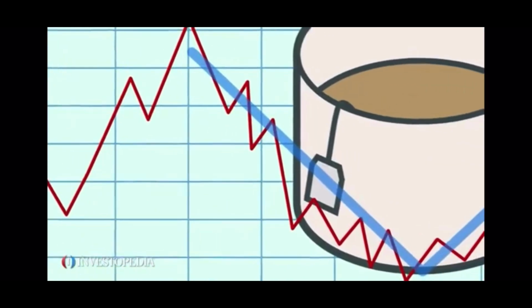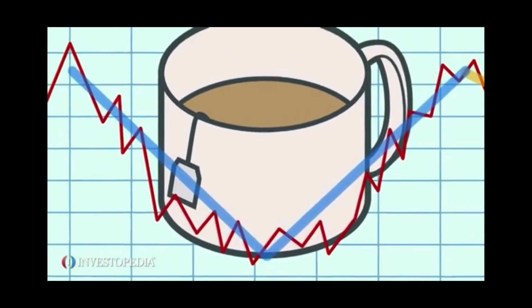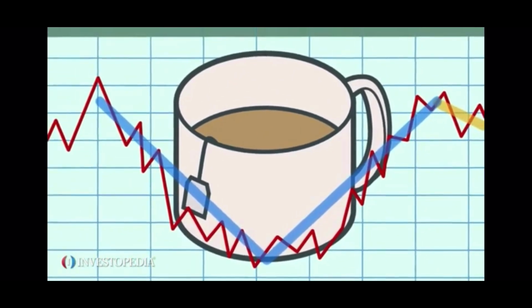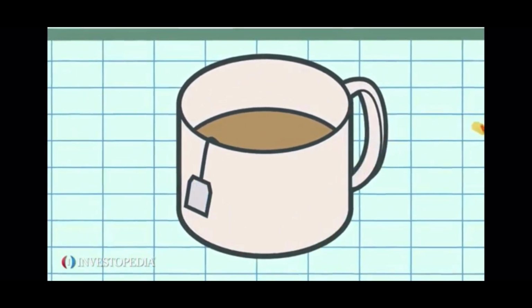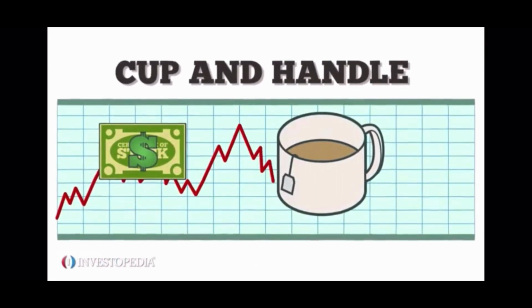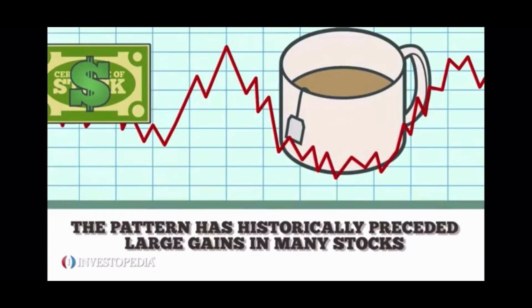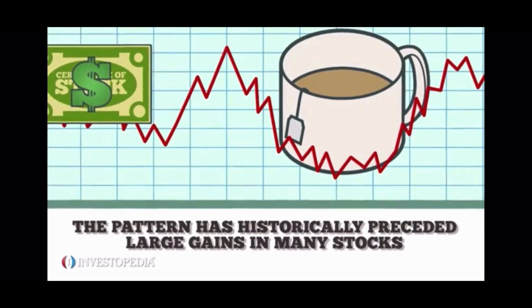Trading volume dries up on the decline, remains low in the base of the cup, and increases as the stock ascends. Strong volume is a clear sign that the upward trend will continue. A cup and handle pattern may take anywhere from 7 to 65 weeks to develop, but the form is always the same. The pattern has historically preceded large gains in many stocks.